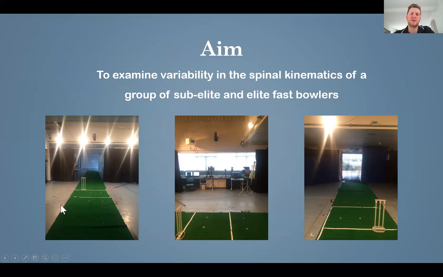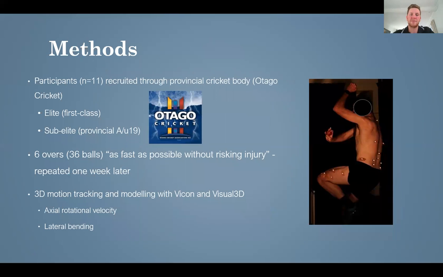And you can see a few photos of what the makeshift cricket net looked like that was set up in the lab. So enough room for a full run-up for each of the bowlers, and they were just bowling into a net which was about 6 or 7 metres in front of the crease. But 11 participants were recruited through the provincial cricket body, which is Otago Cricket, and they were a mixture of first class, provincial A and provincial under-19 bowlers, and each bowler was required to bowl 36 balls as fast as possible without risking injury. They then came back in a week after the first session and repeated the procedure again, meaning that we had 72 balls from each participant.